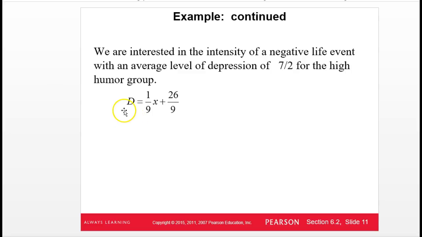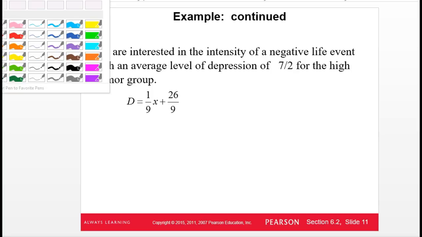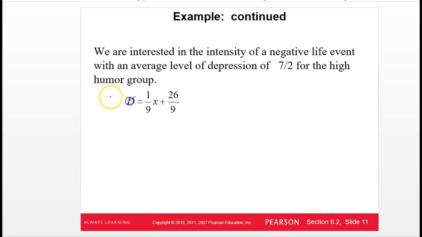So d equals 1/9 x plus 26/9. And the level of depression is 7.5. So that's the d part here. So we're going to replace d with 7/2, and we're going to solve that thing for x.